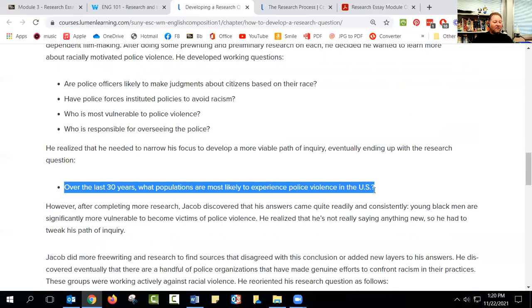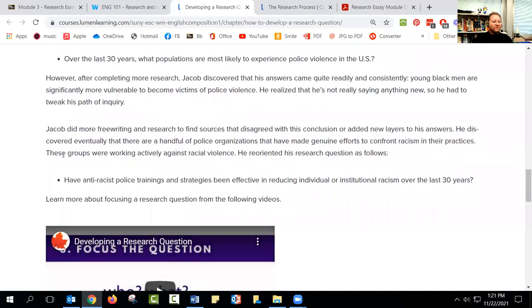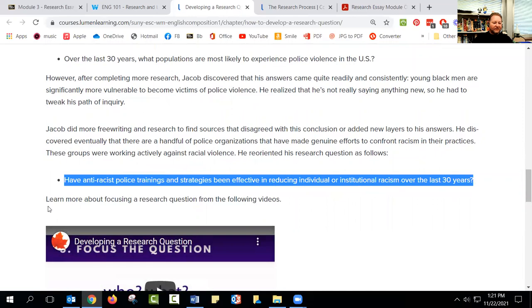Again, don't overanalyze questions. The answer to this question that Jacob here was kind of looking at didn't mean all police attack young Black men. That's not what he's saying, right? So avoid a gut reaction of a yes, no, black and white kind of answer. So he did some more free writing, and then he came up with this.